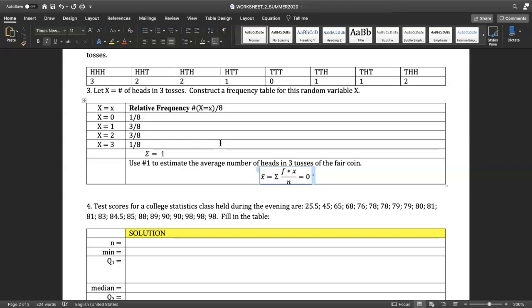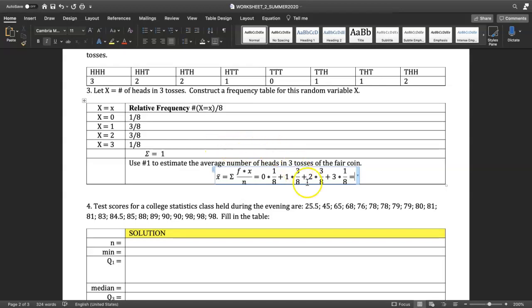So 0 times 1/8, and add 1 times 3/8, add 2 times 3/8, and finally 3 times 1/8. Okay, and so that formula gives us our estimate of the mean of this frequency table.